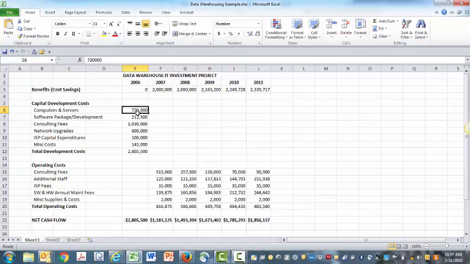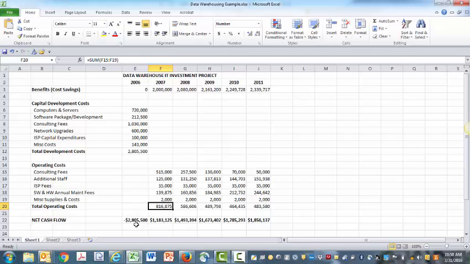We have our initial development cost that total over $2.8 million. For the sake of this example, let's assume that these costs occur at the end of 2006. And then we have our ongoing operating costs associated with the data warehousing project that kick in year 2. Consulting fees drop. Additional staff costs, you can see they rise over time. ISP fees and certainly software and hardware maintenance fees increase over time. So these are the total operating costs here at the end of each year.